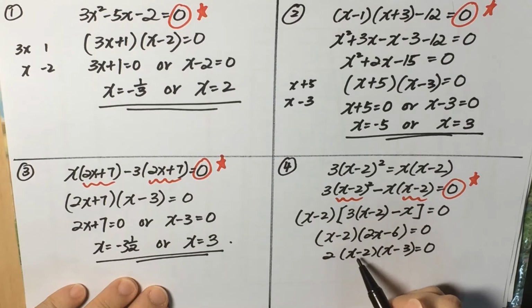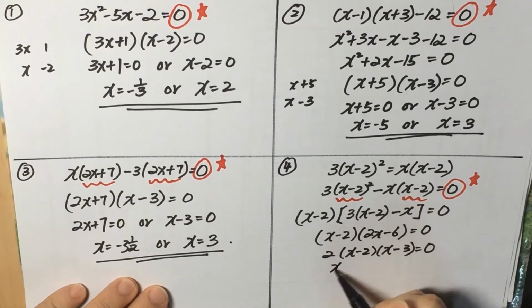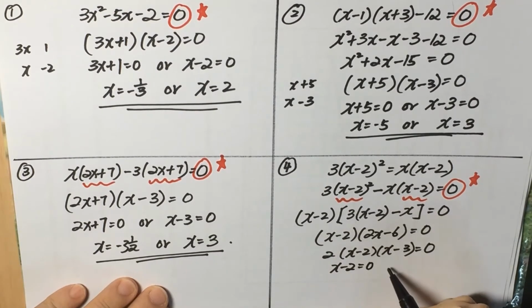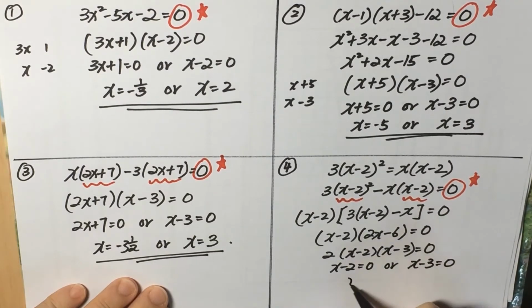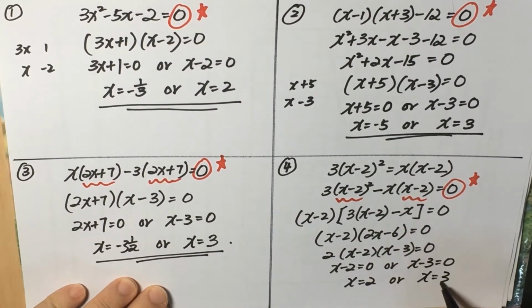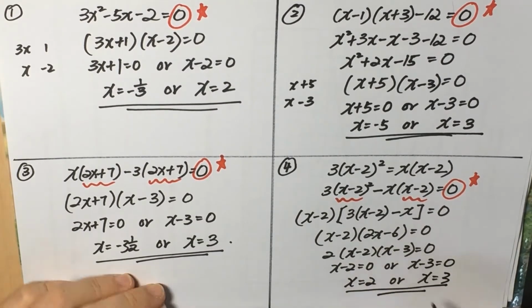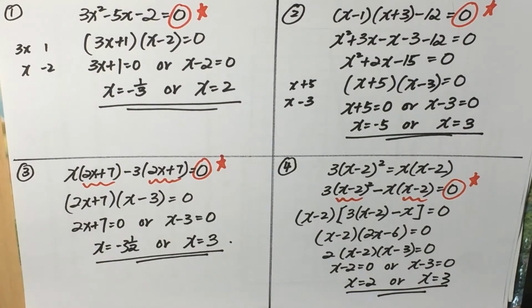So this times this times this is 0, so it must be either x minus 2 is 0 or x minus 3 is 0. So x is 2 or x is 3. So the answer is x equals 2 or x equals 3.